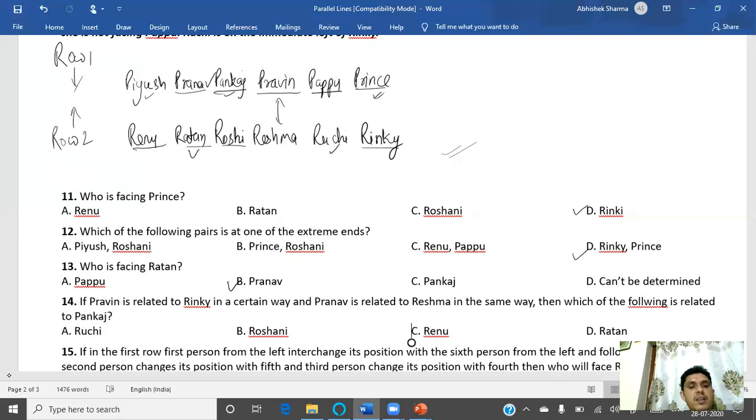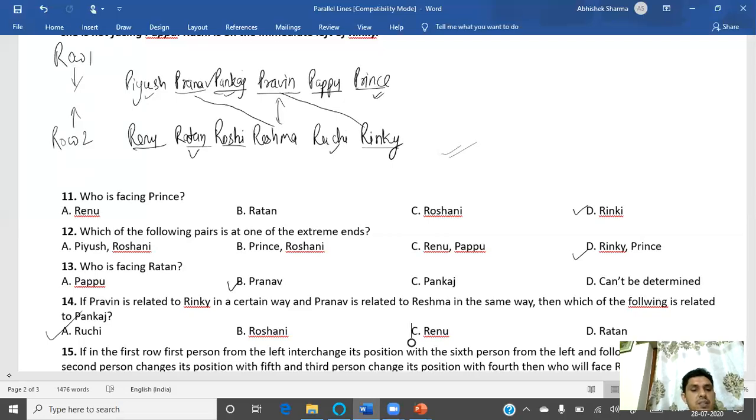Question number 14: if Praveen is related to Rinki in a certain way, and Pranav is related to Reshma, then which of the following will be related to Pankaj? So the answer will be the same, Ruchi. So the answer will be A.